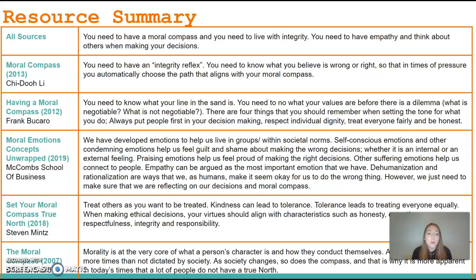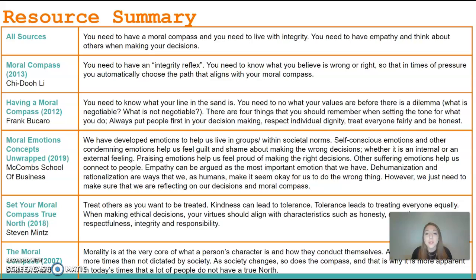Moving on, Moral Emotions, Concepts Unwrapped by the McCombs School of Business, went into a lot of detail about why we make the decisions that we make. The first thing that it touched on was that we have developed emotions to help us live in these groups or in society, to live within societal norms. They also outlined several emotion types that help us choose the right path or not choose the wrong path.